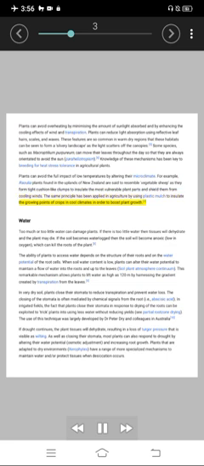7. Water. Too much or too little water can damage plants. If there is too little water, then tissues will dehydrate and the plant may die. If the soil becomes waterlogged, then the soil will become anoxic, low in oxygen, which can kill the roots of the plant. 8. The ability of plants to access water depends on the structure of their roots and on the water potential of the root cells.